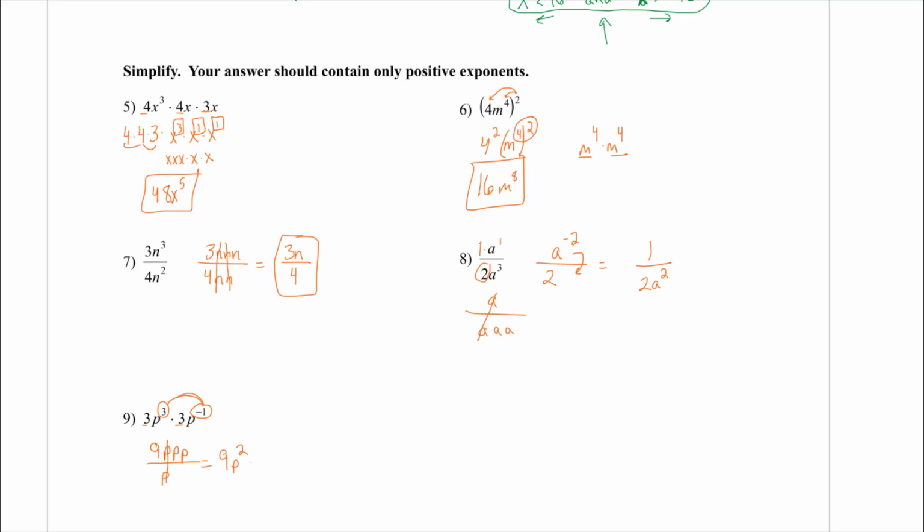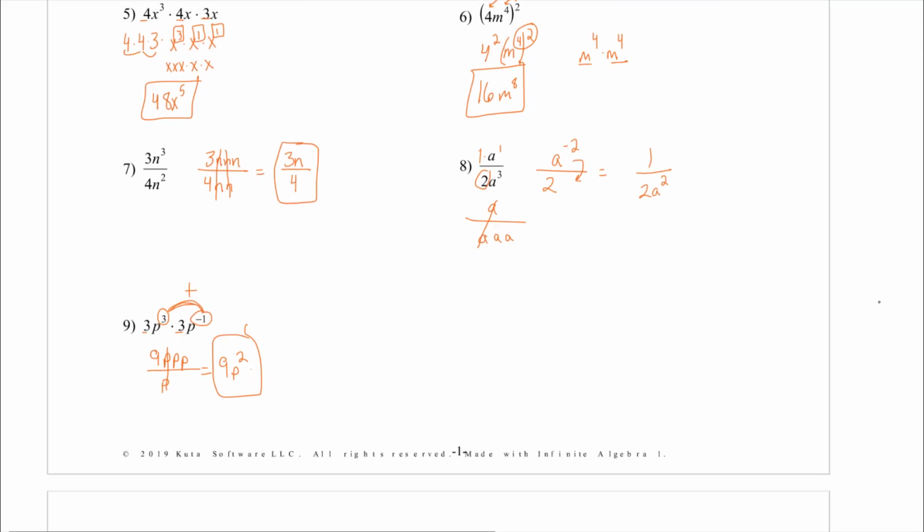That's one way of going about it. The other way is to say, oh, I can add these exponents together using my exponent rules. 3 plus negative 1 is 2. Still do the 3 times 3 to get 9, and so that's the other way to get 9p squared. Doesn't matter which way you do it. You can either move down to the bottom and then figure out what cancels or subtract, or you can add the exponents together and leave them on top. Both of those are totally cool options.